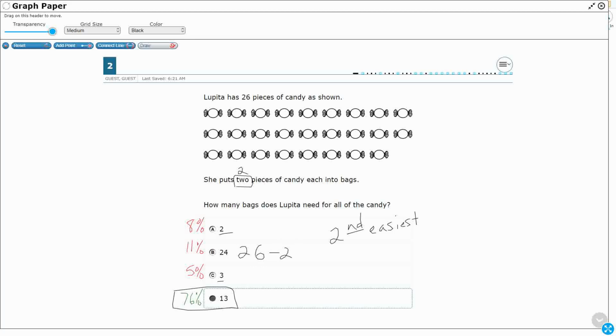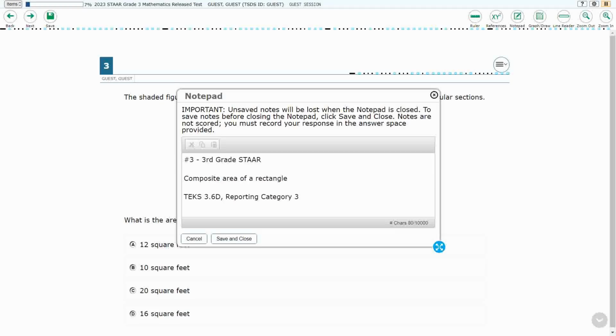And then this 3, that's a little bit random. Maybe they saw 3 rows, even though this one is incomplete. But either way, most of our students did a really good job of using this picture to divide 26 by 2 to get 13. For number 3, we are looking at the composite area of a rectangle.